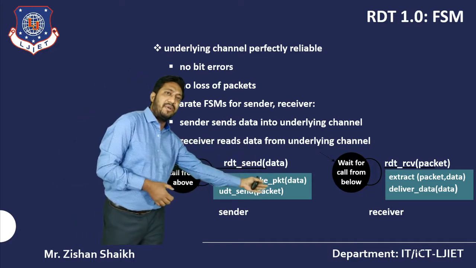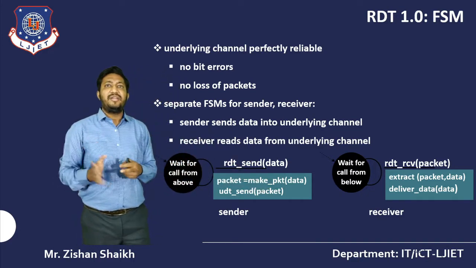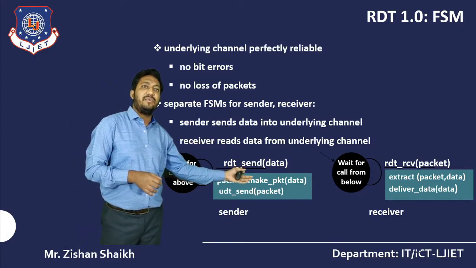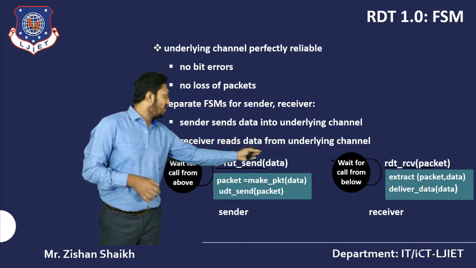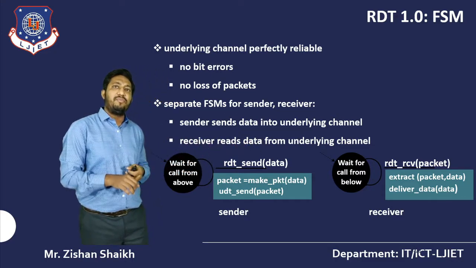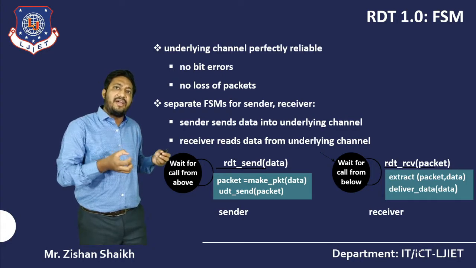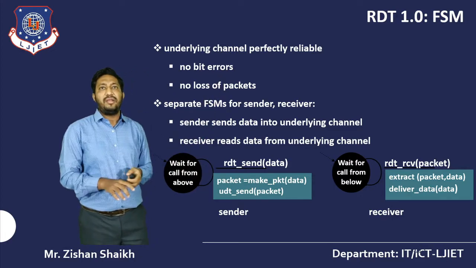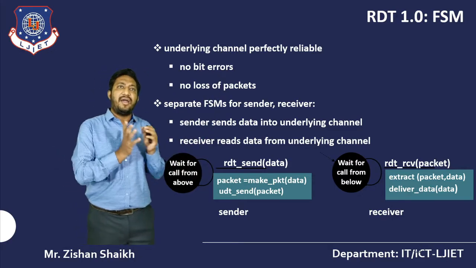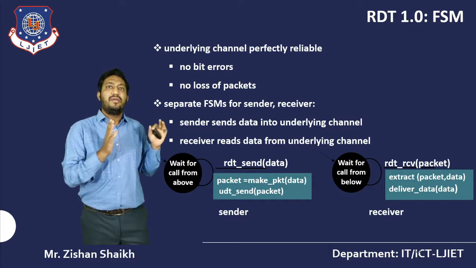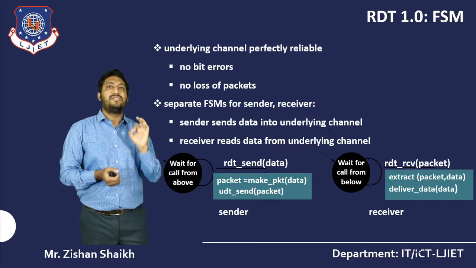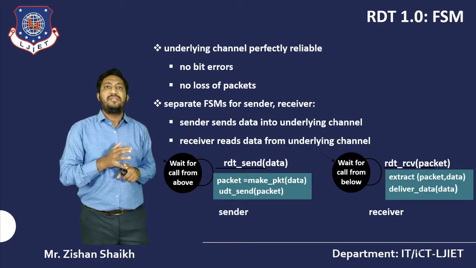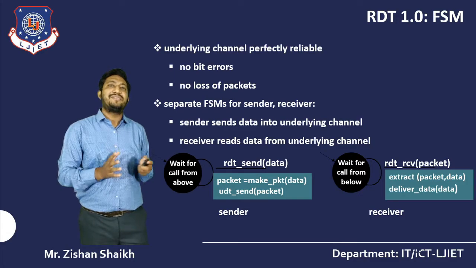At the receiver side, according to our finite state machine, we consider this event and particular action. The rdt_receive method takes the data from the channel, extracts the data from the packet and delivers that data to our application layer. So this is the basic idea of how RDT works in 1.0. But we have to note that in 1.0 there is no control if any bits are changed or if packets are lost.